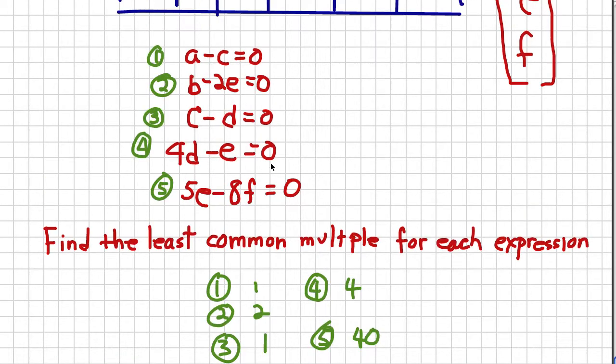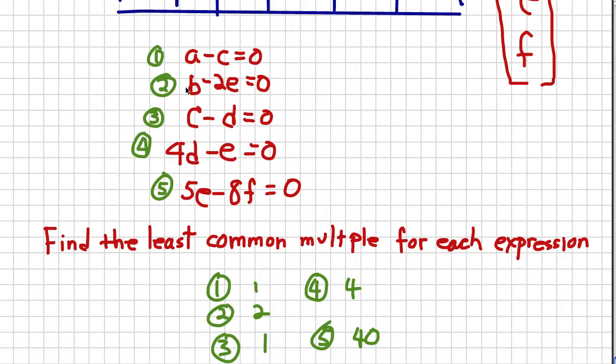I look at the first equation, and I look at the coefficients multiplying A and C. Actually, I look at the absolute value of the coefficient for A and C. The absolute value of that is 1. This is a negative 1 here. The absolute value of that is 1. So I look for the least common multiple of 1 and 1, and the least common multiple of 1 and 1 is 1.